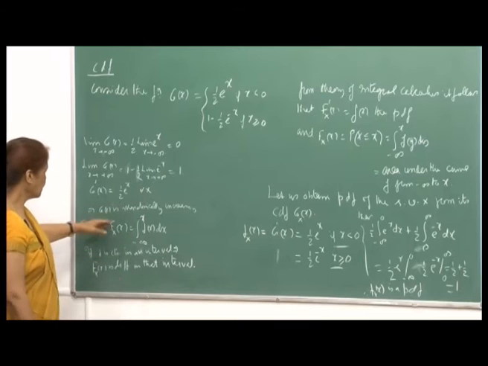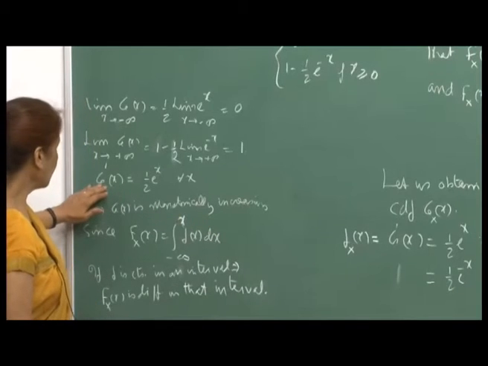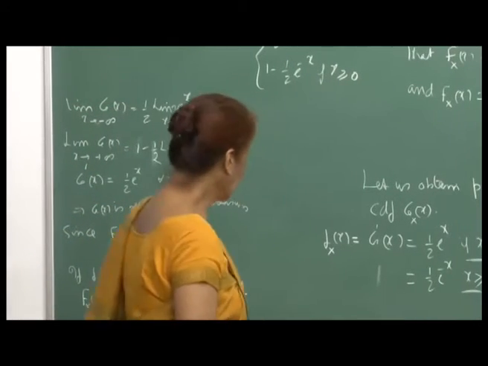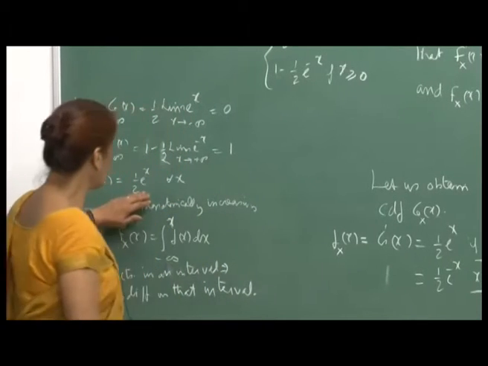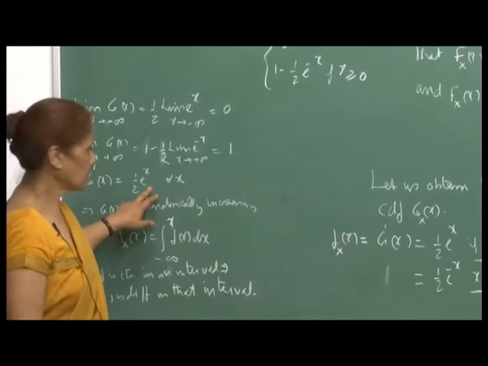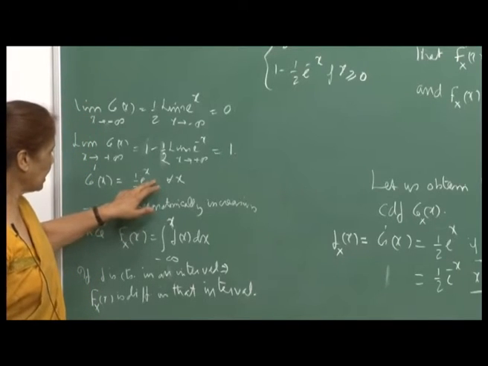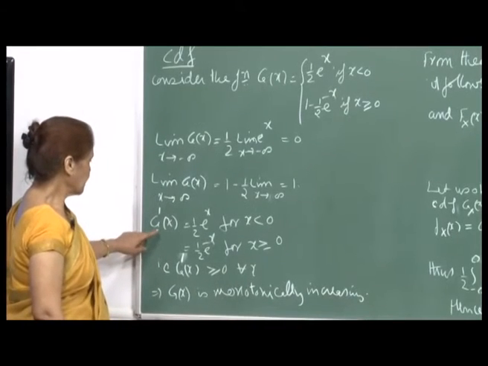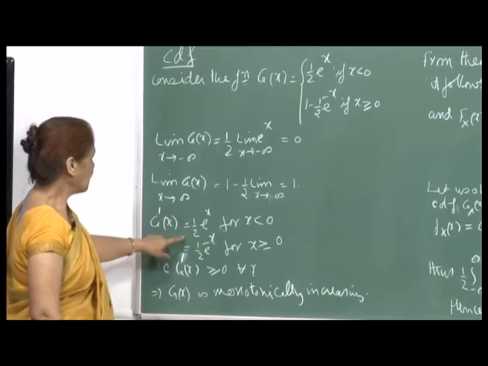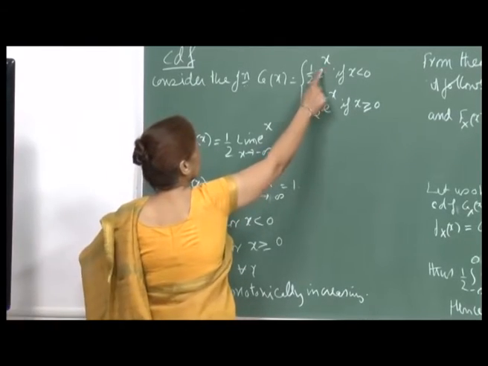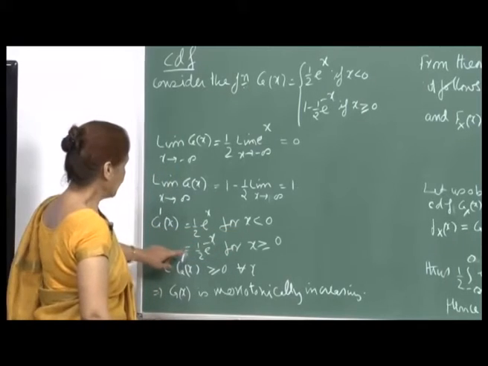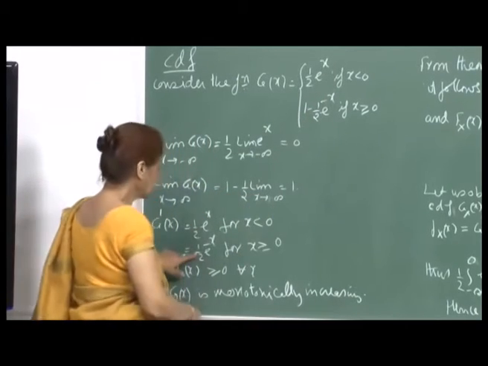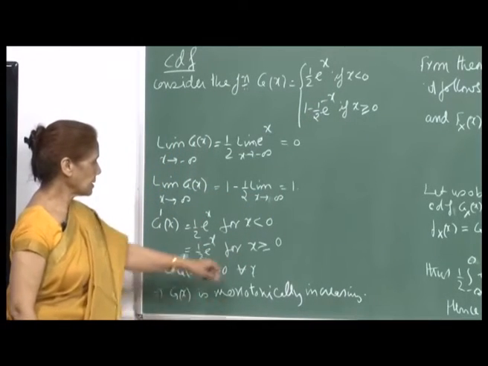Then you want to show that g(x) is monotonically increasing. So, we take the derivative here, because g is a continuous function, differentiable also. If the first derivative is non-negative, which it is, right, then g is monotone. So, g prime x will be half e raised to x for x less than 0, and for x greater than or equal to 0, there is a minus sign, and so a minus 1 will come from here. So, it will become plus, and that will be half e raised to minus x.